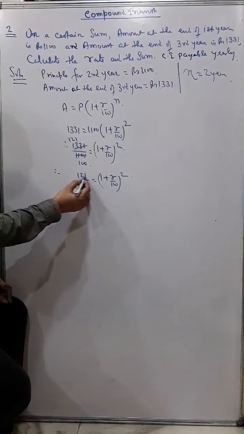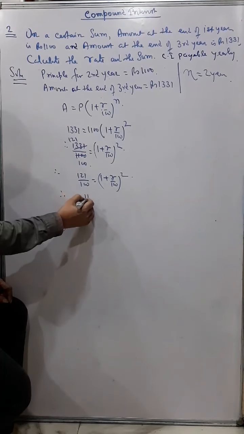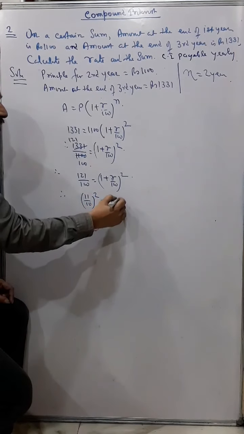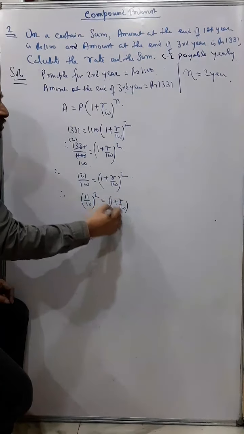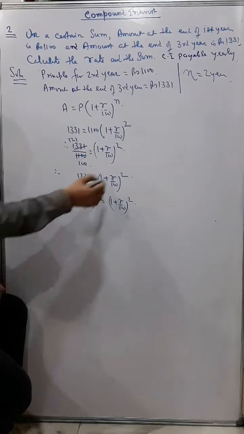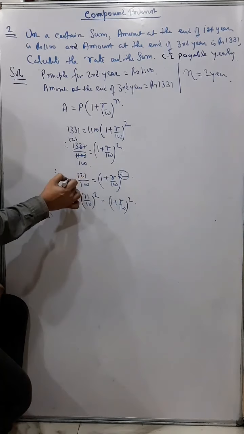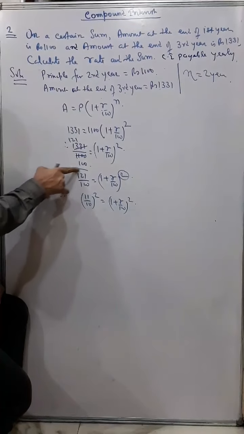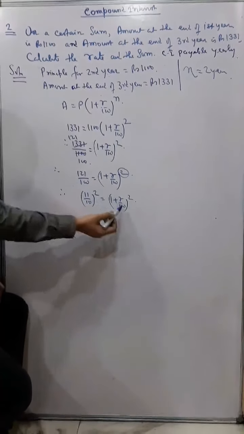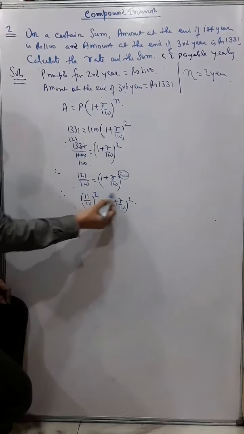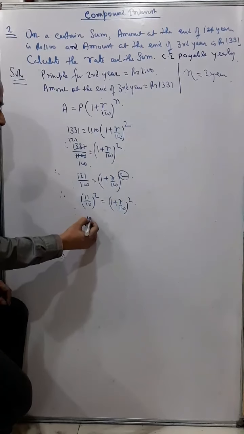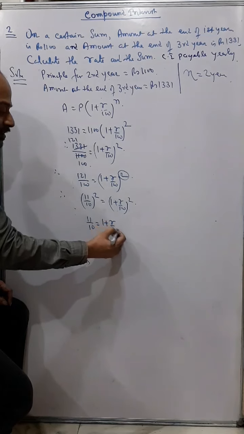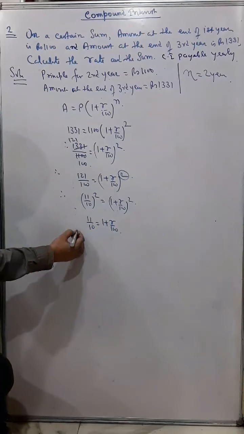Now this means, if you break into prime factors, you get 11 by 10 whole squared is equal to (1 plus R by 100) whole squared. Or you can also think in this way: if it is squared, it goes to the other side and becomes a square root, and when you take the square root you get 11 by 10, but you can do it in this method also, prime factors. So finally the powers are the same, so the bases are the same, and therefore we get 11 by 10 equals 1 plus R by 100, and then we can get R from here.